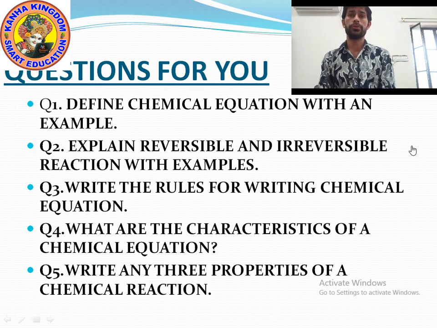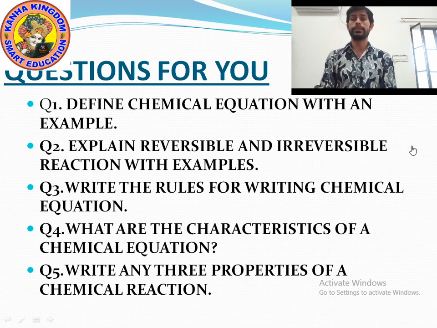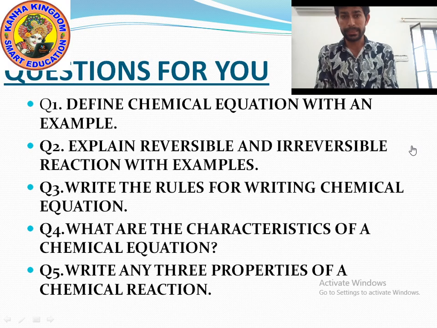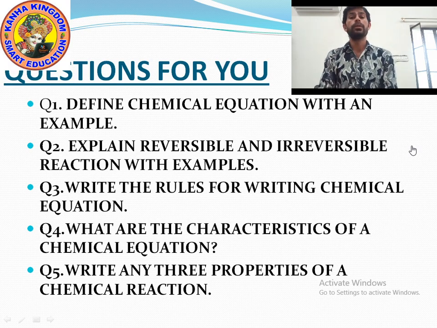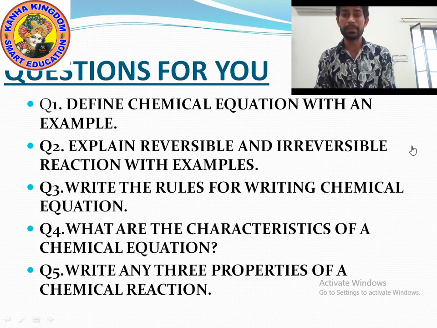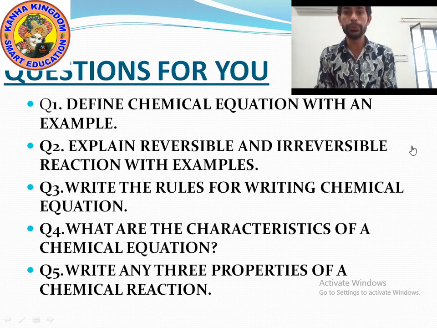Next question, question number 4. What are the characteristics of a chemical equation? Characteristic number 1, the formulas of reactants and products should be correct. Yes, must be correct. Characteristic number 2, a chemical equation must be a balanced chemical equation, meaning it should follow the law of conservation of mass.